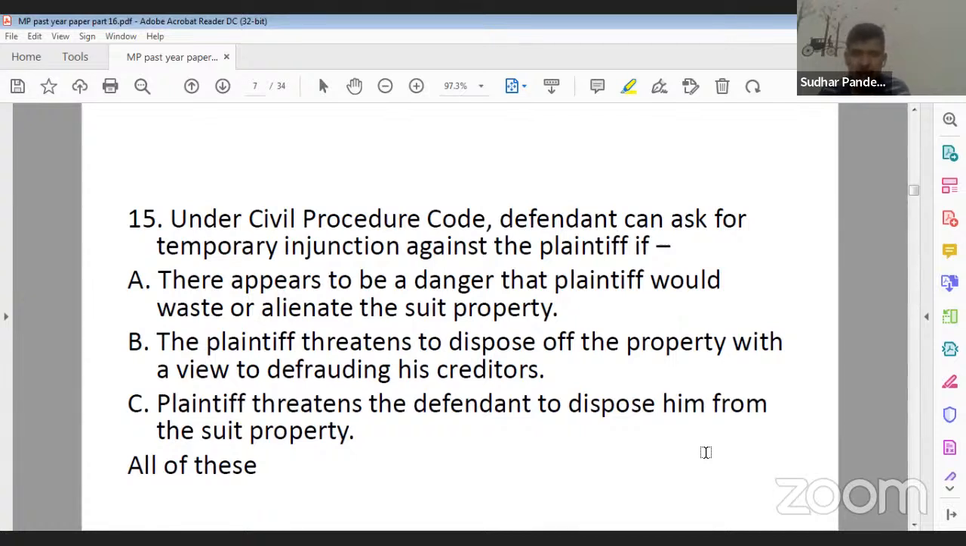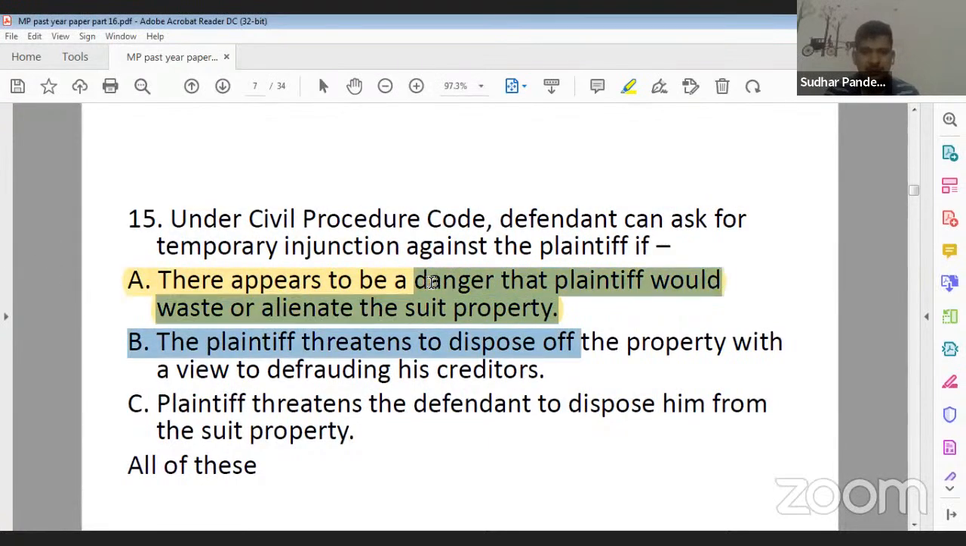Option A, there appears to be a danger that plaintiff would waste or alienate the suit property. Option B, the plaintiff threatens to dispose of the property with a view to defrauding his creditor. Option C, plaintiff threatens the defendant to dispose him from the suit property. And D, all of these. Yes, this particular question's answer is A for Ahmedabad. Question number 15, its correct answer is A for Ahmedabad, right?